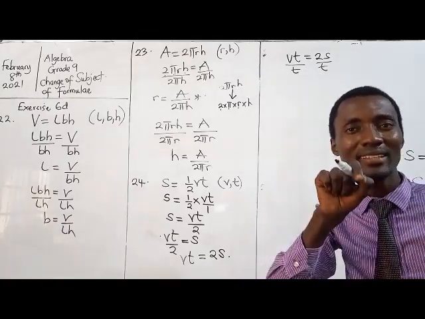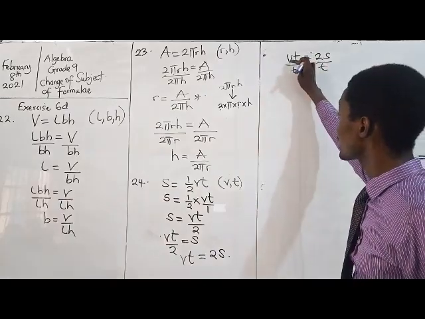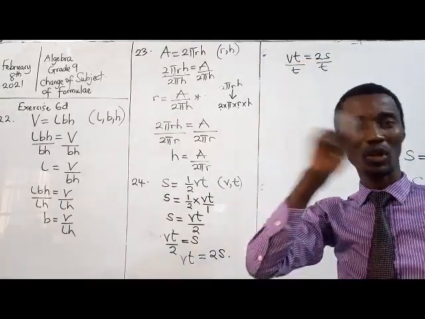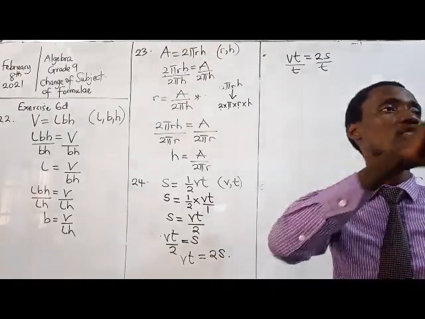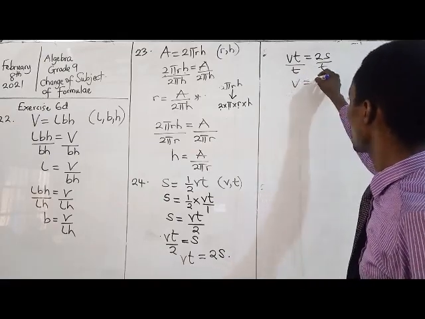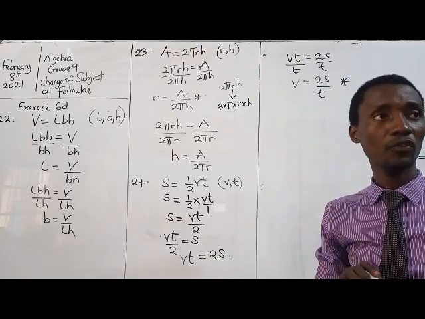It's always a subject-coefficient relationship. So if this becomes the subject, this becomes the coefficient. And the rule is you divide by the coefficient. To clear the coefficient, you divide by the coefficient so that the subject can live long. So V becomes what? 2S over T. First one taken care of.